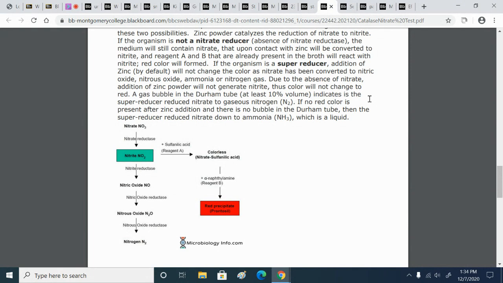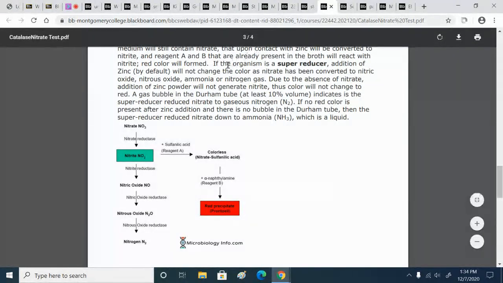And then if you added zinc and still no red color, that was actually a positive test result. And it's positive because there's no nitrate, no nitrite. It's all been reduced, usually to a gaseous form like nitrogen or ammonia gas. And so we call that organism a super reducer. It's still considered positive for nitrate reductase because you have to start at the beginning of the process and reduce the nitrates to nitrite. Then there are further enzymes that continue to reduce everything, right, to a gaseous form.